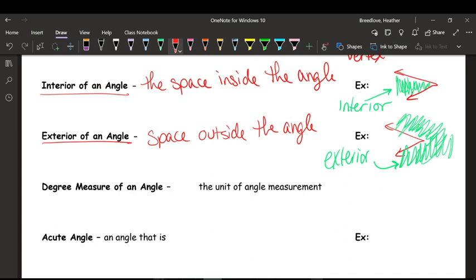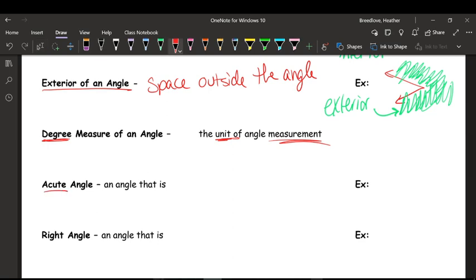The degree measure of an angle is a unit of angle measurement. The degree is the unit of measure. There's two ways to measure an angle. There's degrees and there's radians. We're not going to use radians. In pre-cal, they use radians when talking about the unit circle. There's a bunch of square root symbols in there. We're not doing it that way. We're going to use degrees. That's not degrees like temperature degrees. It's degrees like a circle is 360 degrees, right? I'm not even going to mess with an example for that.